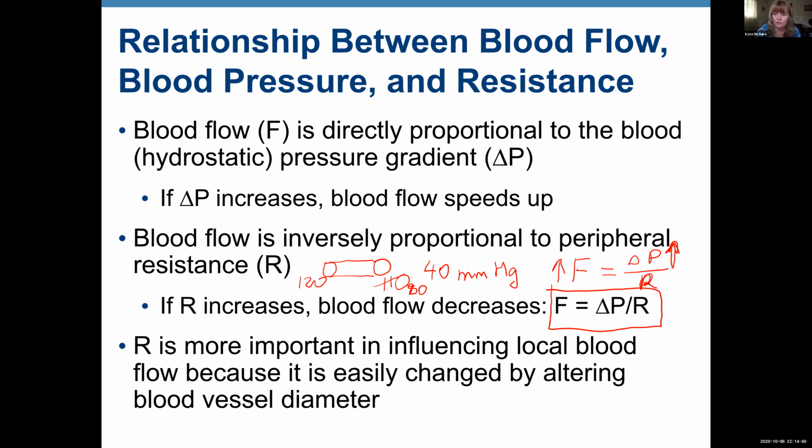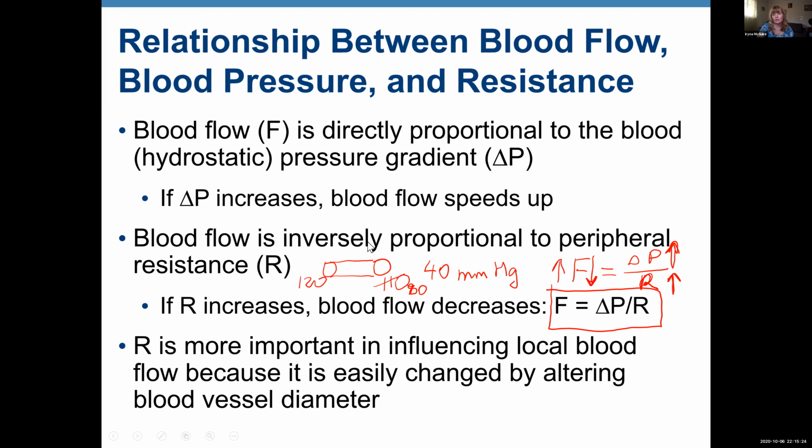When resistance goes up, this number becomes bigger and bigger. So you divide by 1, or by 2, or by 10, and the result becomes smaller. So that's the relationship. Blood flow is directly proportional to the blood pressure gradient: when the blood pressure gradient increases, blood flow speeds up. And blood flow is inversely proportional to peripheral resistance: if resistance increases, blood flow decreases.